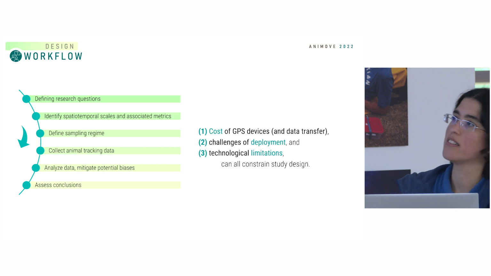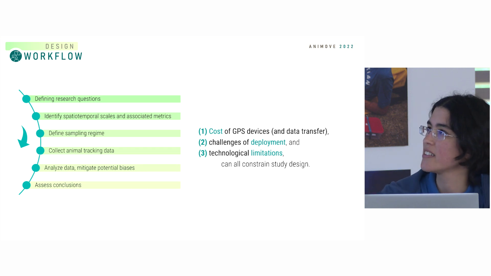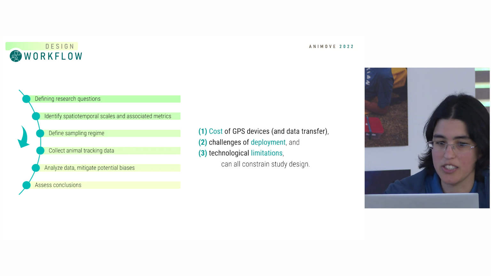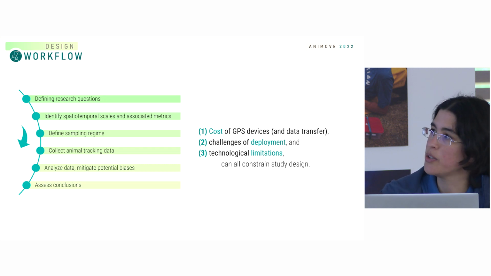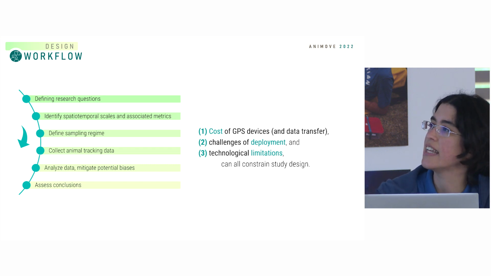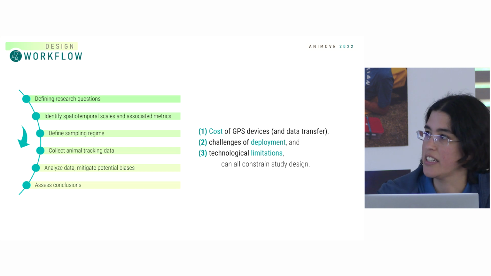So this is the general workflow of an animal tracking project. You define a research question, you identify what spatial and temporal scales you want to look at, and any metrics that you want to consider. If you just want short behaviors, or home range, or even larger scales than that, you then define the sampling regime. You collect the animal tracking data, and then you analyze that data and assess any conclusions.